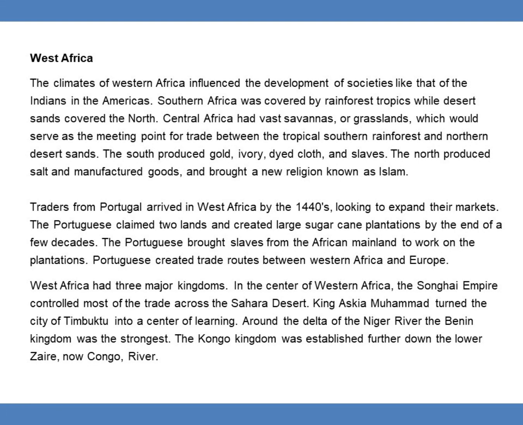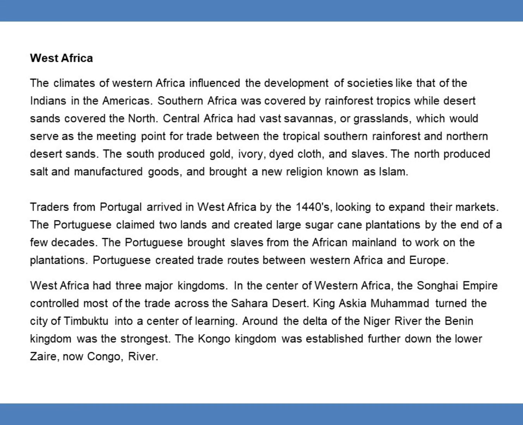Traders from Portugal arrived in West Africa by the 1440s, looking to expand their markets. The Portuguese claimed two lands and created large sugarcane plantations by the end of a few decades. The Portuguese brought slaves from the African mainland to work on the plantations. Portuguese created trade routes between Western Africa and Europe.